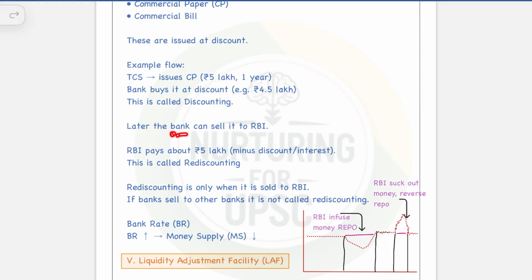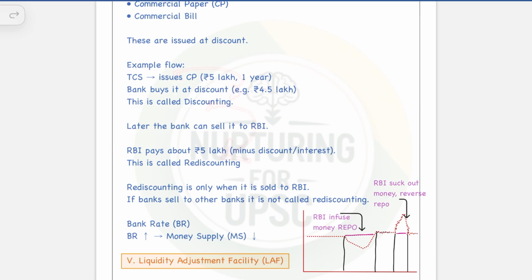Later, banks can sell it to the RBI at a lesser discount. So they may sell to RBI at 4.7 lakh rupees, and RBI pays out the 5 lakh rupees minus the discount and the interest. This is called rediscounting. So commercial papers were first discounted at the bank, and then again discounted at the RBI.